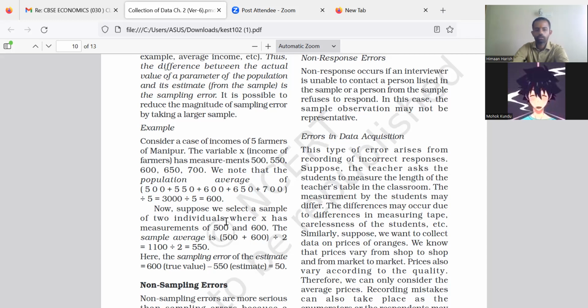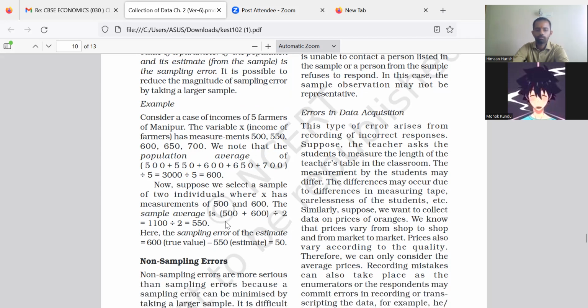Now, suppose we select a sample of 2 individuals where X has measurements of 500 and 600. The sample average is 550. Here, the sampling error of the estimate is equal to 600, which is the true value, minus 550, the estimate, which is equal to 50. So it is very similar to the exit polls, which we discussed earlier.